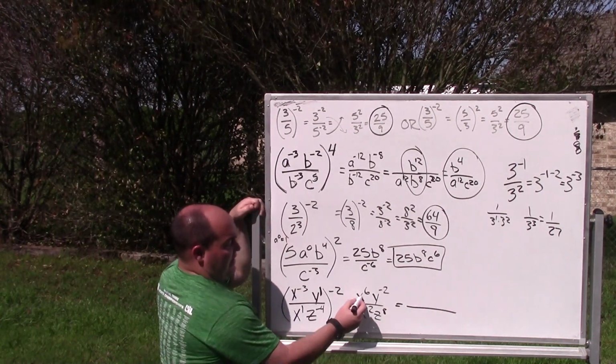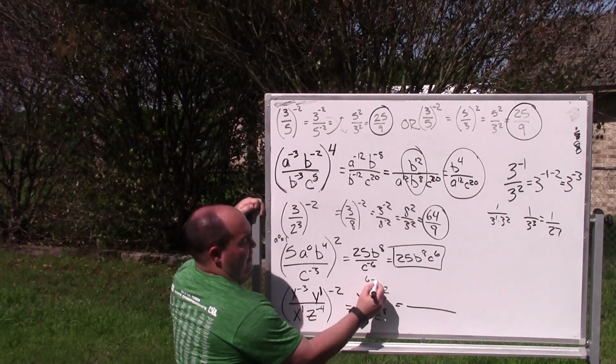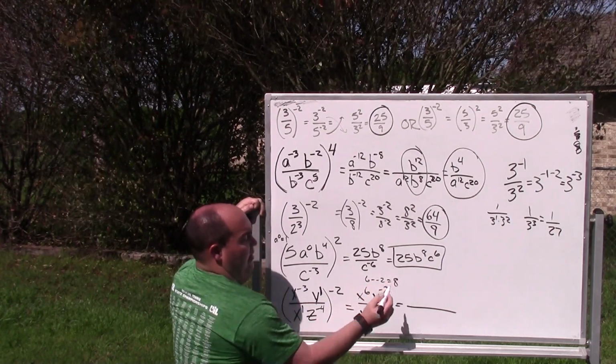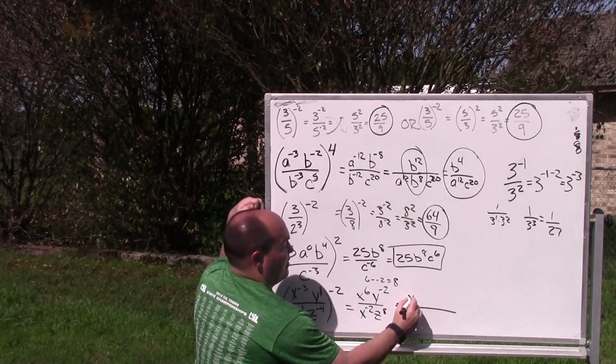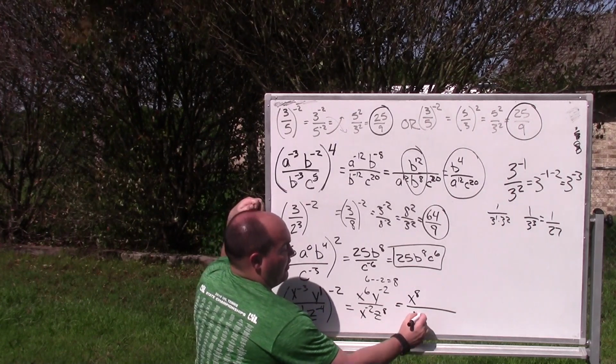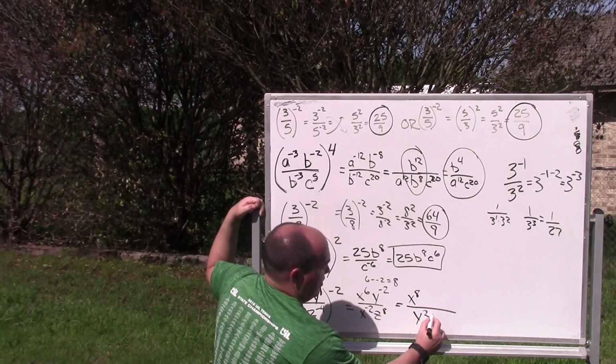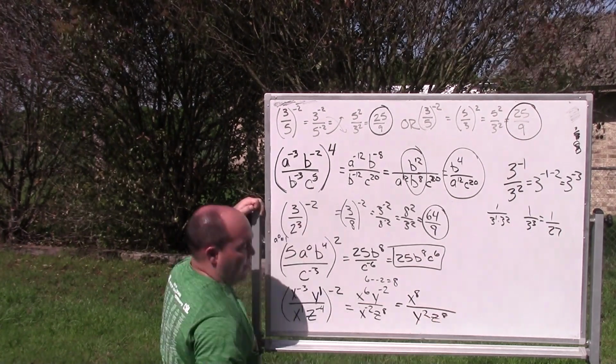So, x to the 6th, and then x to the negative 2. So, 6 minus negative 2 would be 8. So I have x to the 8th. Y to the negative 2, the y squared has to go down. Z to the 8th is on the bottom, so it just stays.